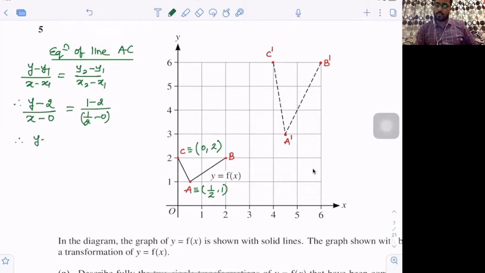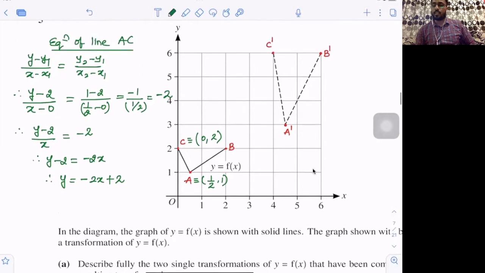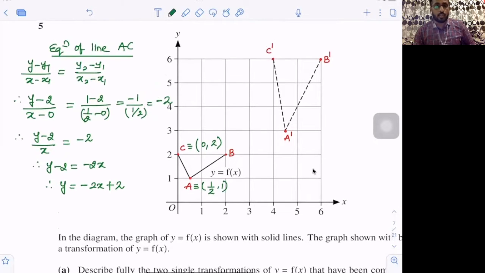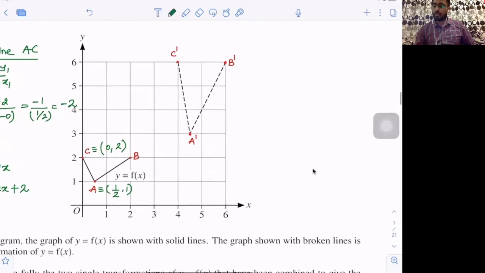So that gives me y minus 2 upon x is equal to 1 minus 2, which will give me minus 1, upon 2, which simply gives us minus 2. So this is equal to minus 2. So I get y minus 2 is equal to minus 2x, right, students? And that gives me y is equal to minus 2x plus 2. So that's the equation of line AC, right, students? Now, let's try and get the equation of line A prime C prime, okay?